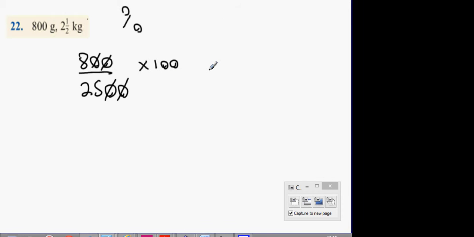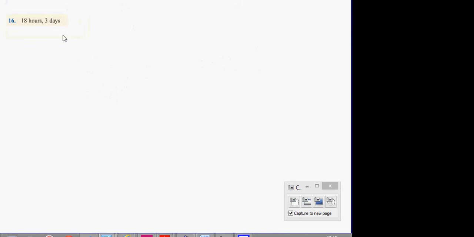Now, there might be a quicker way. What is 100 divided by 25? 4. And 8 multiplied by 4? 32. So it's 32%, alright, so that's that one done. Now, next one, which is number 16.